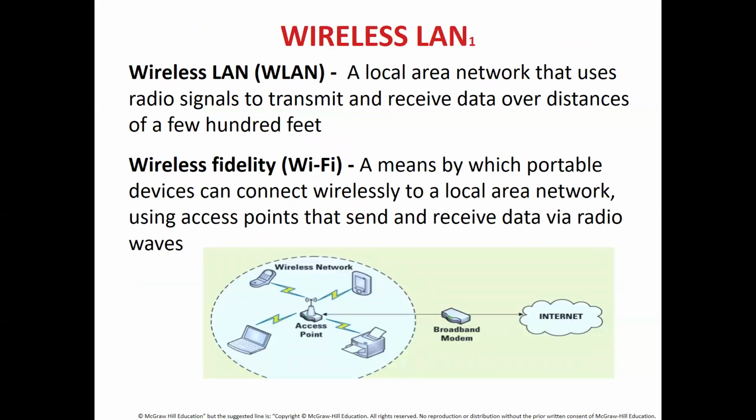Wireless LAN, we've just talked about it. Now, wireless fidelity, most of you know this in short as Wi-Fi. It is a means by which a portable device can connect wirelessly to a local area network using access points that send and receive data via radio waves. So Wi-Fi basically uses access points that give you access to a network. We have Wi-Fi all around FNU campuses. We have it in a lot of public places as well. With the compliments of the Fijian government, you are provided Digital Fiji's free Wi-Fi access, which is amazing.